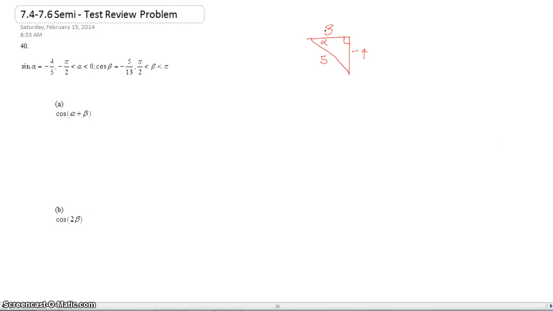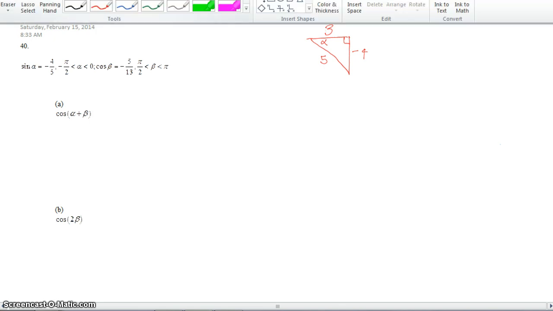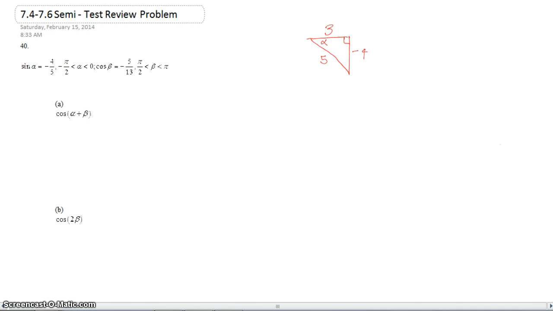Now we're going to look at beta. Beta is going to be between pi over 2 and pi. So that's going to put beta in quadrant 2. So draw our triangle in quadrant 2, and we see that its cosine value is negative 5 over 13. So this is our angle beta. Our adjacent is going to be negative 5, and our hypotenuse is going to be 13.